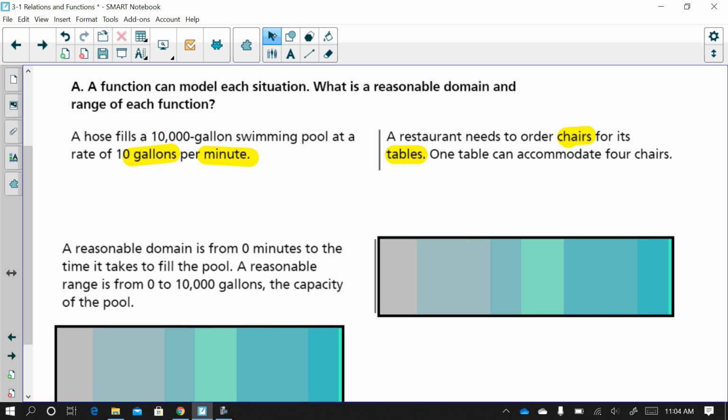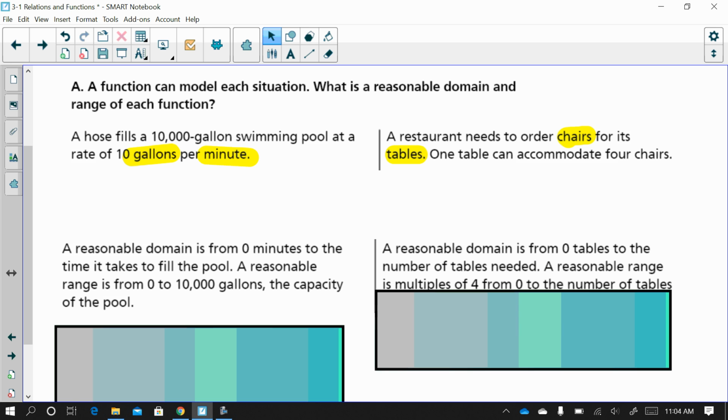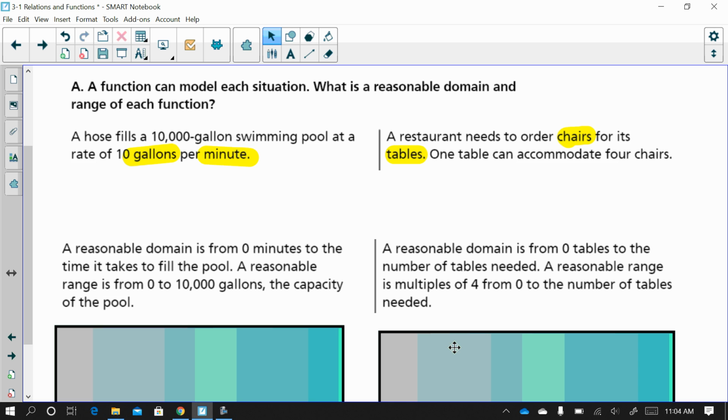Then let's look at some numbers. A reasonable domain is from 0 tables to the number of tables needed. So tables we want as our x values. The range then is multiples of 4 from 0 to the number of tables needed. Multiples of 4 because every table needs 4 chairs. I'm not going to order just a few. 4 chairs for each table.